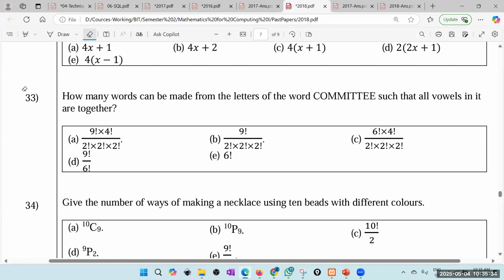Right, so this is an easy one. Do the 33rd question. This is the typical question. You know, the typical question.